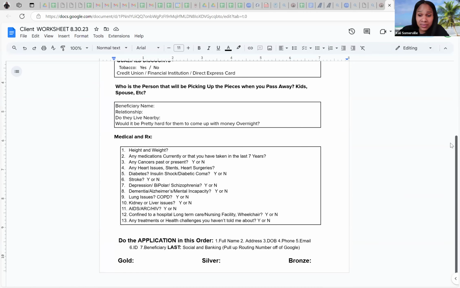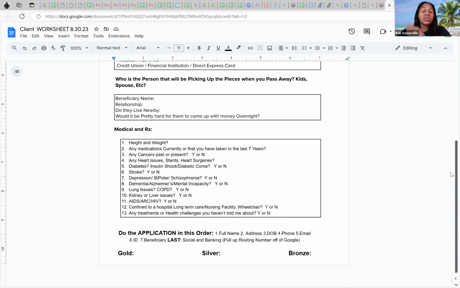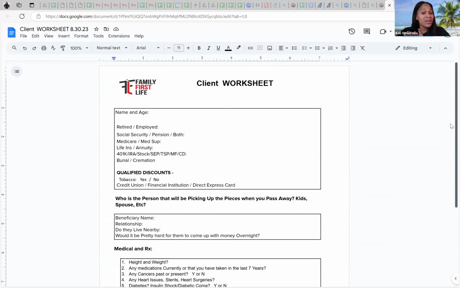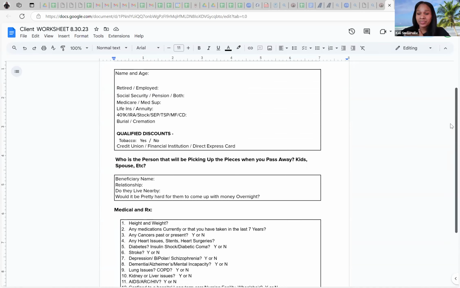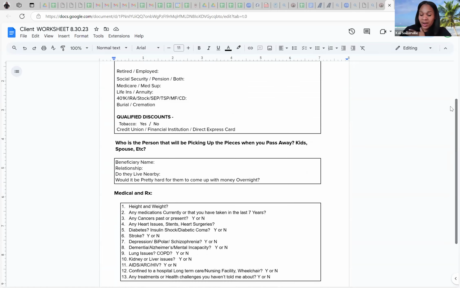Everybody know where to find it? FFL, national. Okay. So on the National Hub, you go to Agent, Start Here, you go to Downloads, and then you download the client worksheet. Everybody should have this.